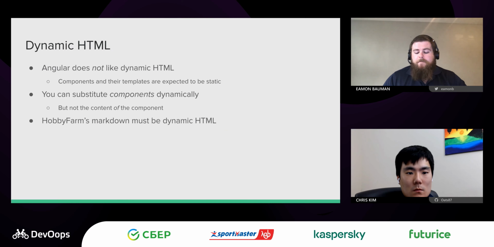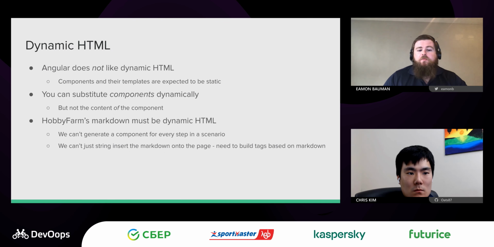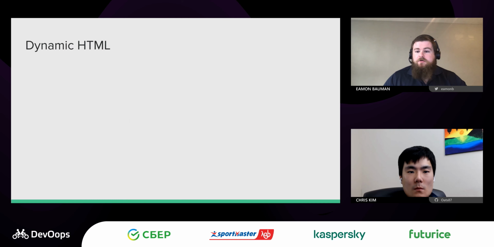HobbyFarm's Markdown must be dynamic HTML. We obviously cannot generate an Angular component for every step in a scenario. We wish to store all this in the backend. I can't constantly write components. And we can't just string insert the Markdown onto the page. We need that Markdown when it is rendered through NGX Markdown to yield HTML tags such as H1, P, tables, anything. So we need that HTML content to be inserted to the page.